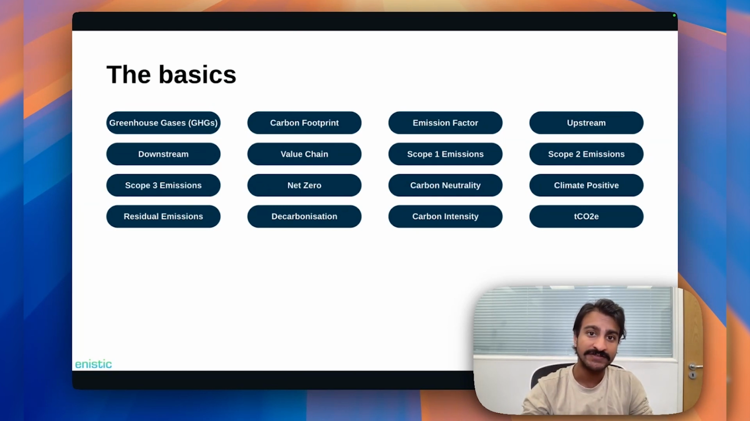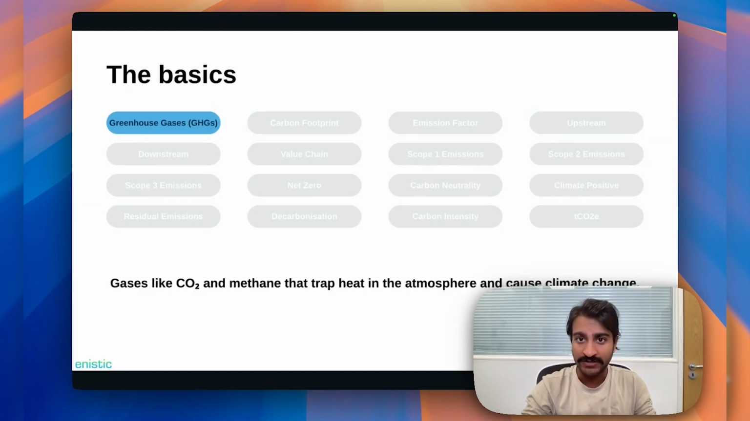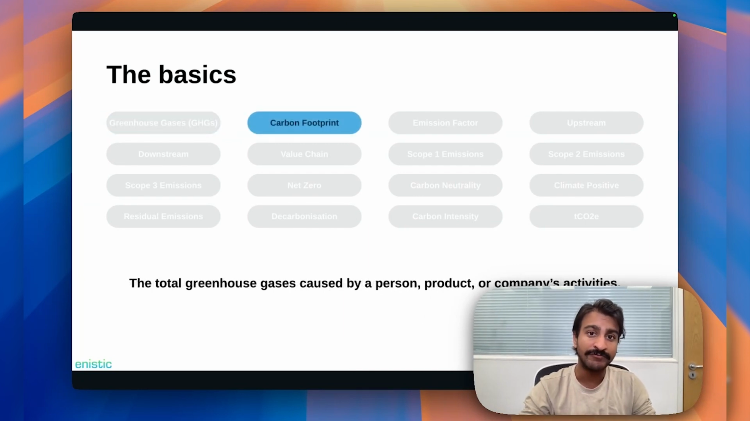Let's start with greenhouse gases. These are the gases like carbon dioxide and methane that trap heat in the atmosphere and are the main driver of climate change. It's often written as GHG in shorthand. Next, we have carbon footprint. This is the total amount of greenhouse gases caused by a person, product, or company's activities. Say if you drive a car, those emissions count towards your carbon footprint, for example.